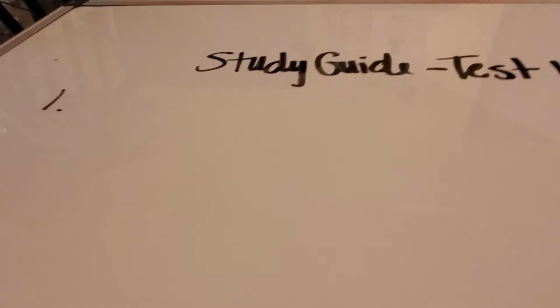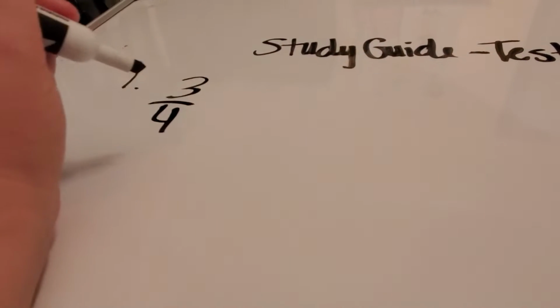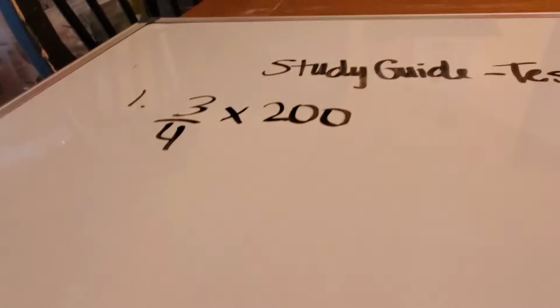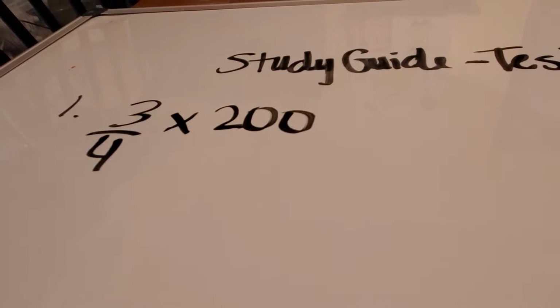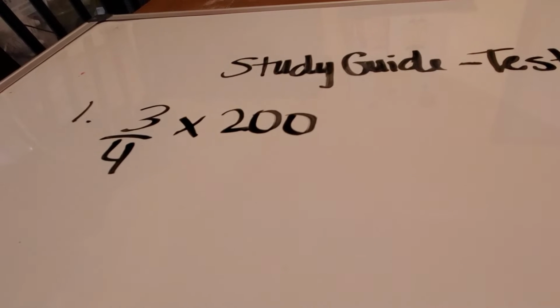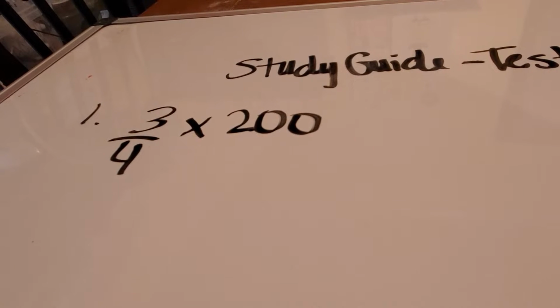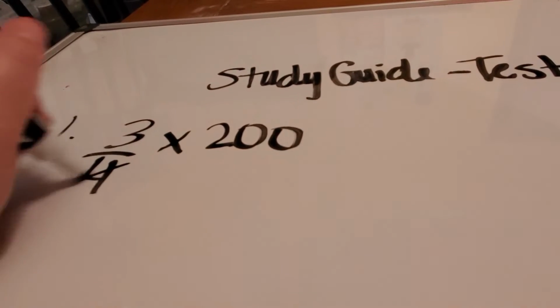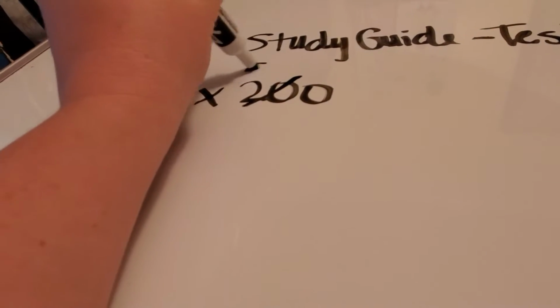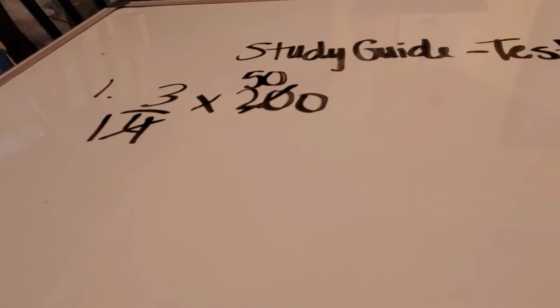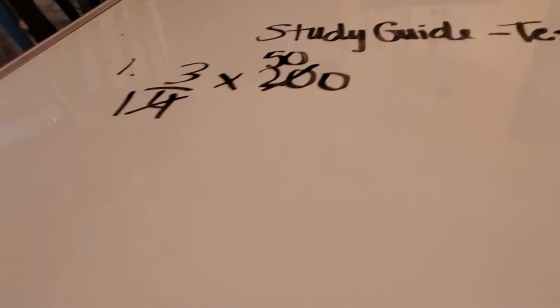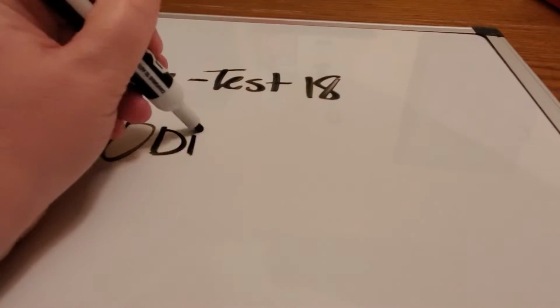So question 1 says, if 3/4 of 200 seeds sprouted, how many didn't sprout? You know that we've done this plenty of times. We set this up as a multiplication problem. Well, 4 can go into 200 how many times? 50, right? So the 4 becomes a 1, the 200 becomes a 50. Then we say 3 times 50, which would be 150. But that's how many did sprout, right?